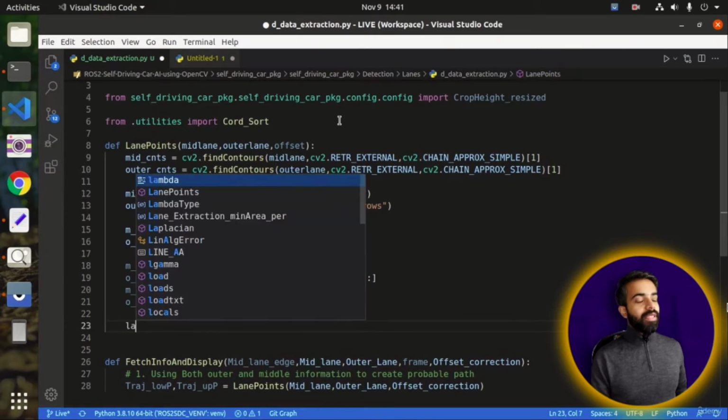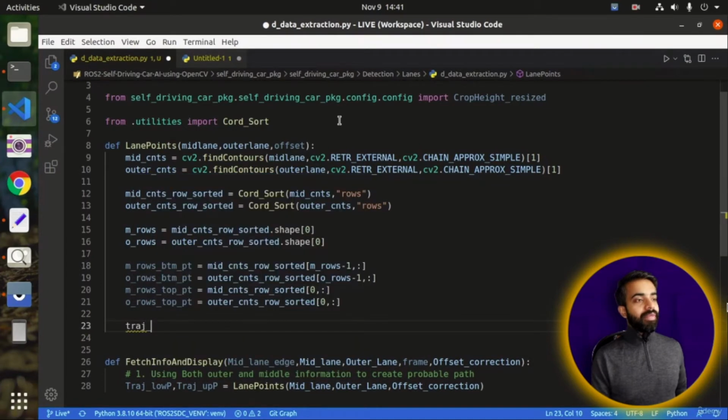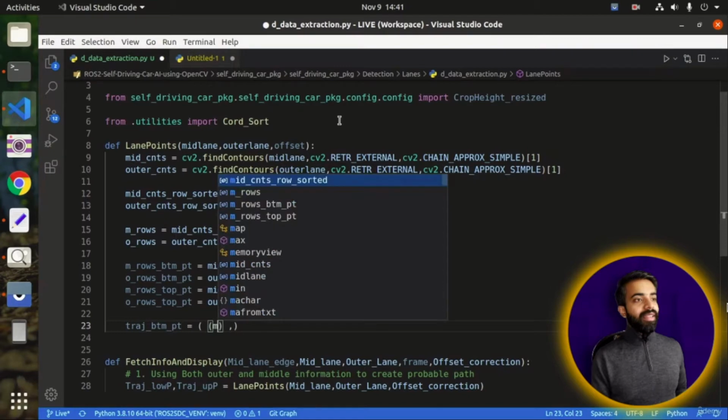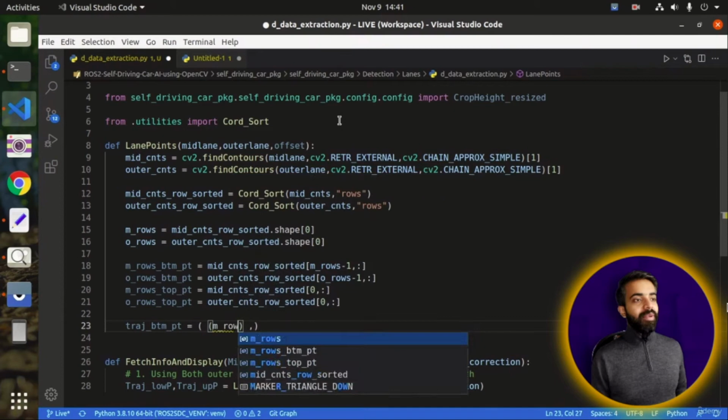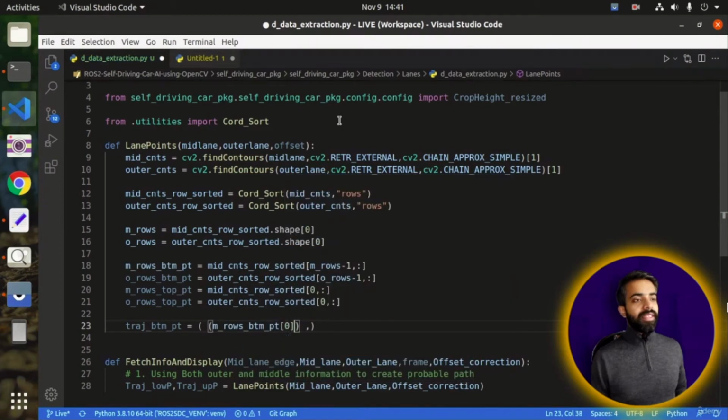Now starting with the first trajectory point, that is lane trajectory, or let's write it trajectory bottom point is equal to, simply use, as this is a point, so it's going to be in the form of a tuple. So we write this small bracket and then try to estimate the first column of this trajectory point. As we are searching for the trajectory bottom point, we provide m rows bottom point, give it the first index, add it to the outer rows bottom point, and then simply divide by 2. Because we have divided by 2, we are doing an average, we need to convert it back to int.